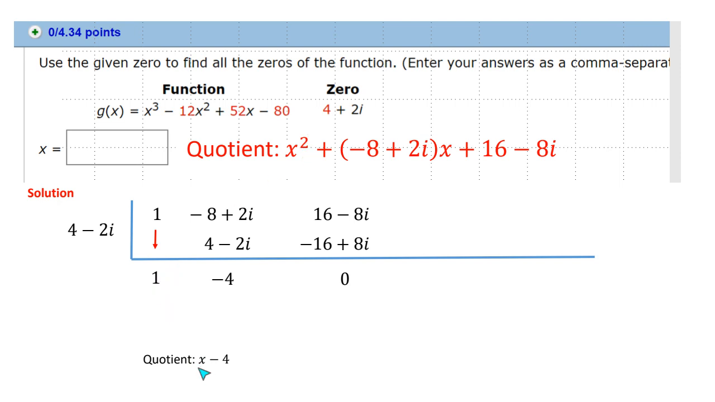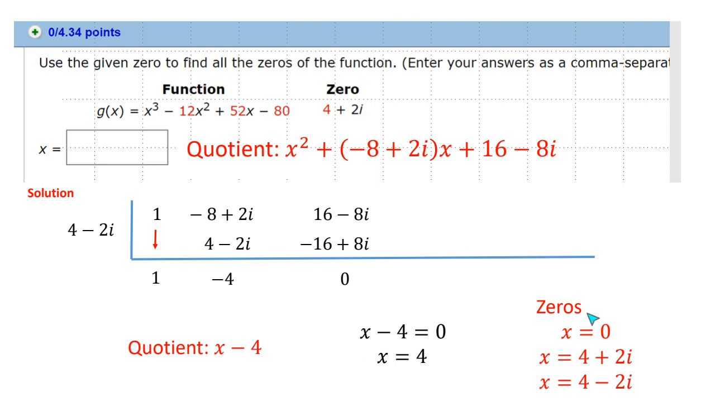So this is going to be x minus 4. Set that equal to 0. And we get x equals 4. So your zeros are x equals 0. Actually, that should say x equals 4. Sorry. So this is x equals 4. And then your 4 plus 2i that they gave me here. And then your conjugate of 4 minus 2i. Okay, so this x equals 0 should be x equals 4.